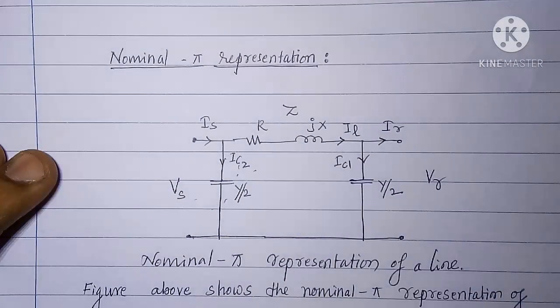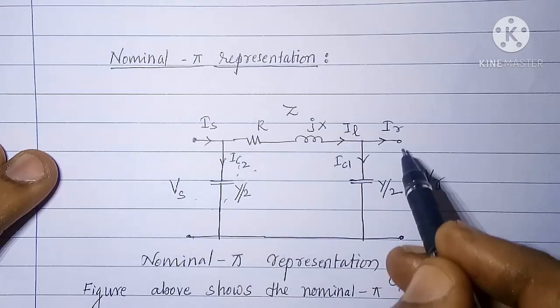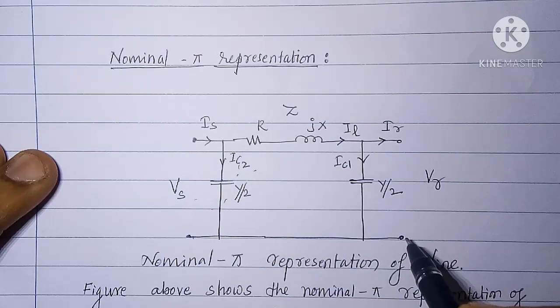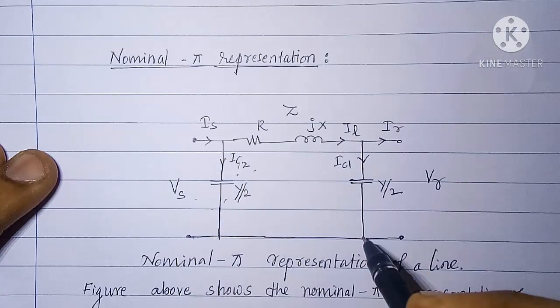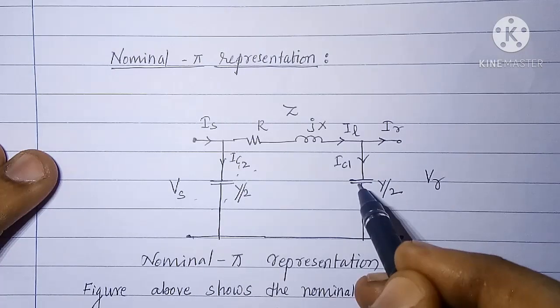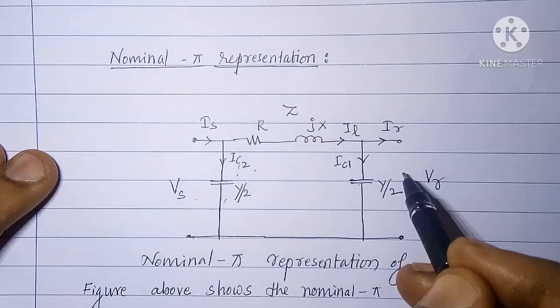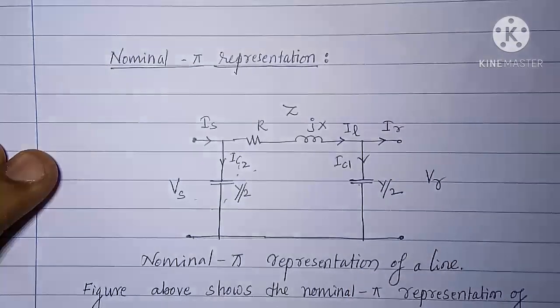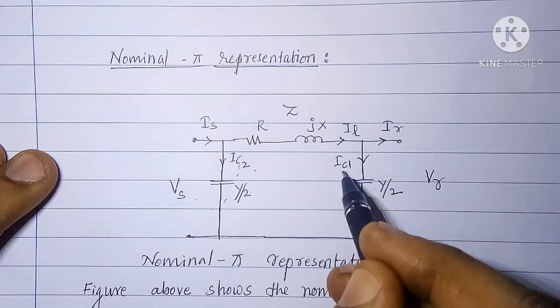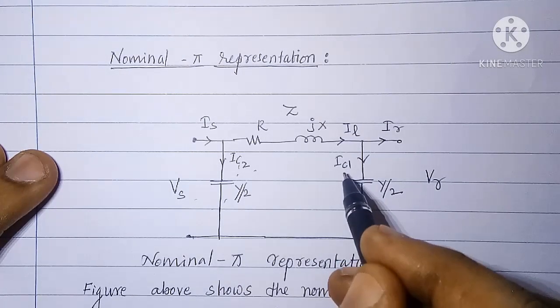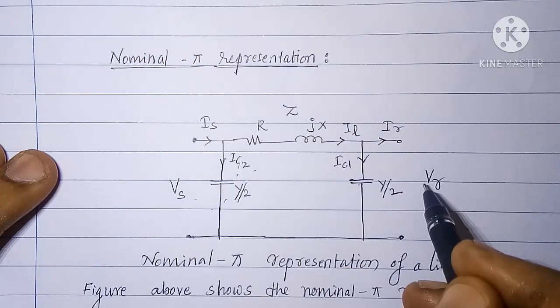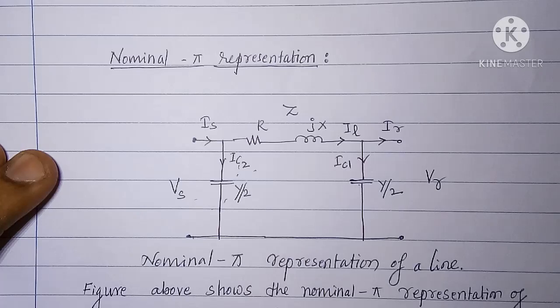Also from this diagram we can understand that voltage across the receiving end terminals is equal to the voltage across the capacitor, because the capacitor here and the receiving end terminals are connected in parallel. If I connect any load here, in fact, that load will be in parallel with capacitor. Therefore, we can calculate IC1 as IC1 equal to VR into j omega C by 2.